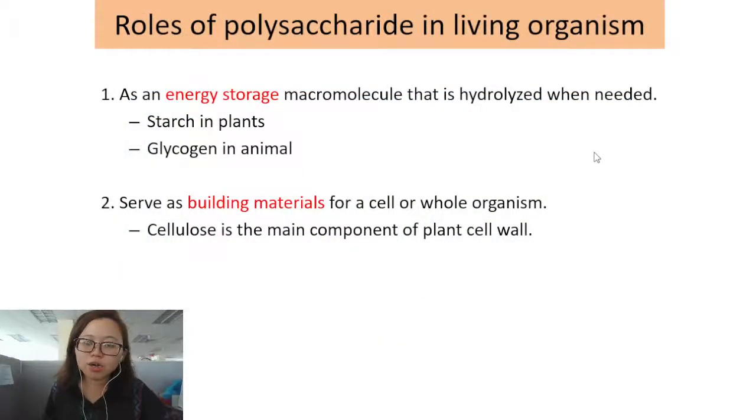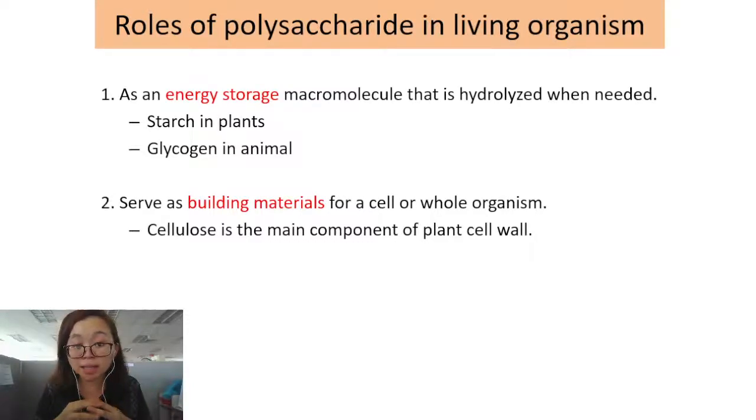Alright, so we learned about the different classes of polysaccharides, the different examples of polysaccharides, and now we look at their importance. Kenapa polysaccharide itu penting? Peranan polysaccharide adalah sebagai sumber tenaga, is an energy storage macromolecule that is hydrolyzed when needed. So we store polysaccharides in our tissue.